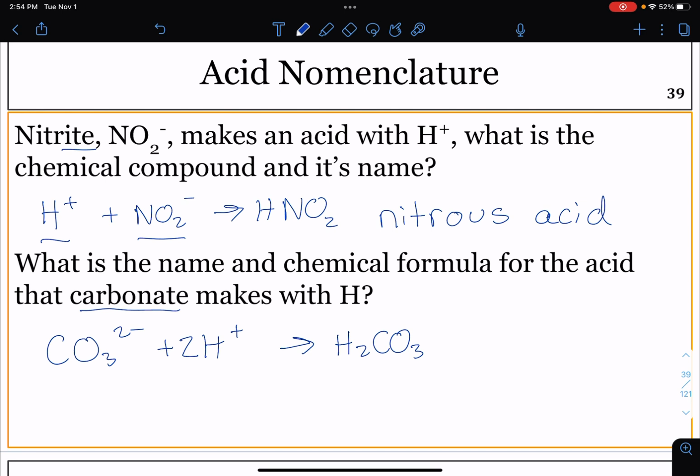The name is going to come from carbonate. So if you look at your rules for the polyatomic ions that are made with hydrogen to make an acid, we don't use the hydro prefix. We're going to start with the polyatomic name, carbonate. The ate ending is changed to ic, and we pronounce this carbonic. And then, of course, add the word acid. So carbonic acid is H2CO3.